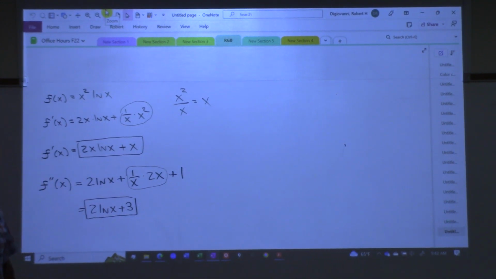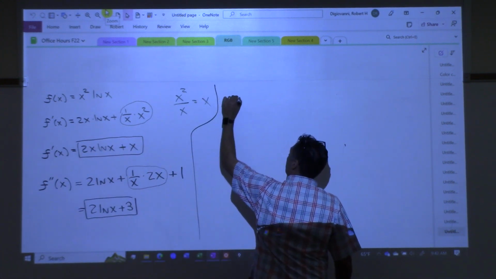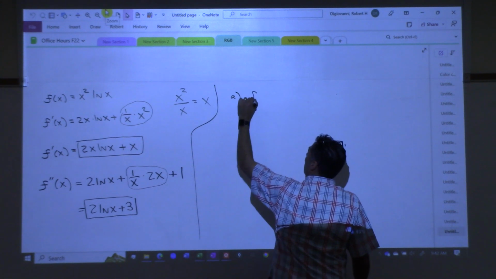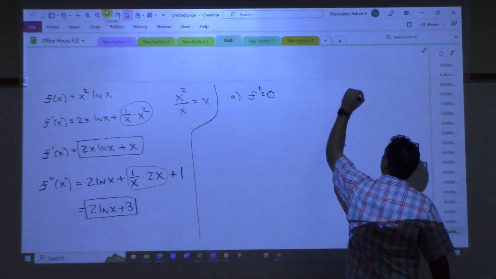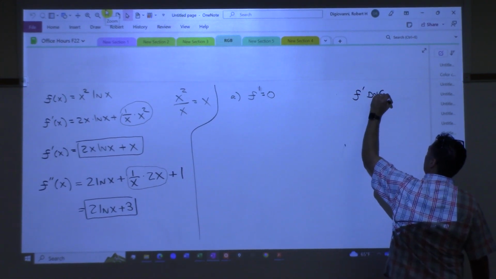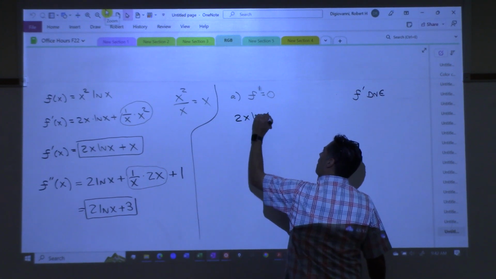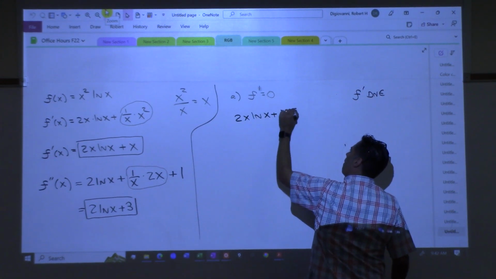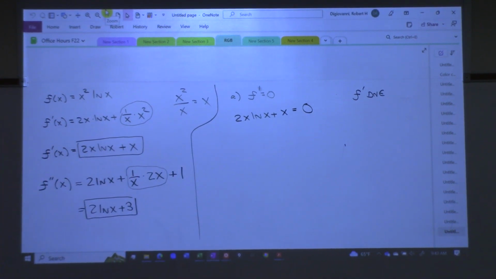Find the critical points. We have to figure out where the first derivative is 0, where does it not exist, right? So I want to know where the first derivative is 0. Where does the first derivative not exist? All right, let's set it to 0 first. Got to solve that equation.